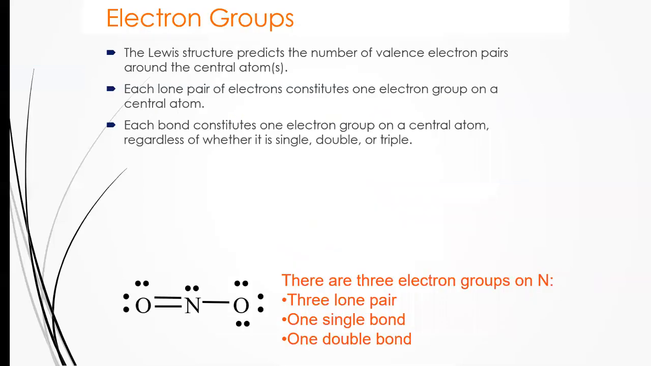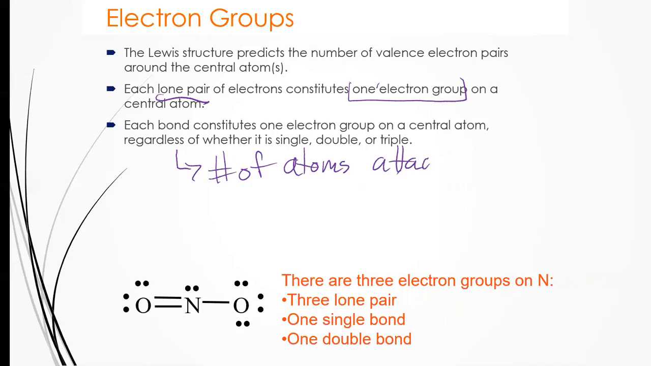So the first part of VSEPR theory is we have to figure out the number of electron groups. Each lone pair, so that's a set of unbonded electrons, counts as one group. Each bond counts as one group. It doesn't matter whether it's a single, a double, or a triple, they all count as one. So really you can think of it, instead of as a bond, as the number of atoms attached.